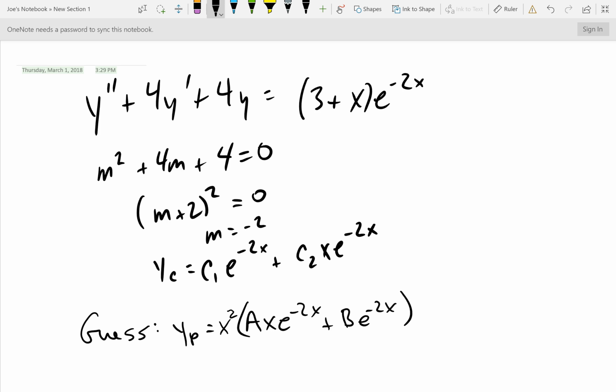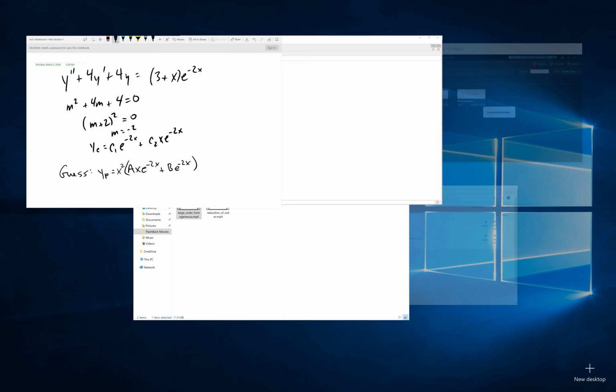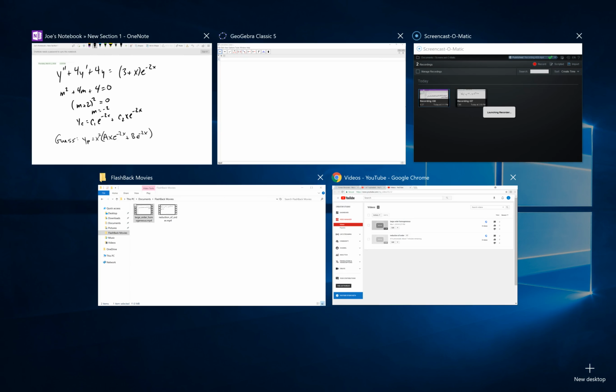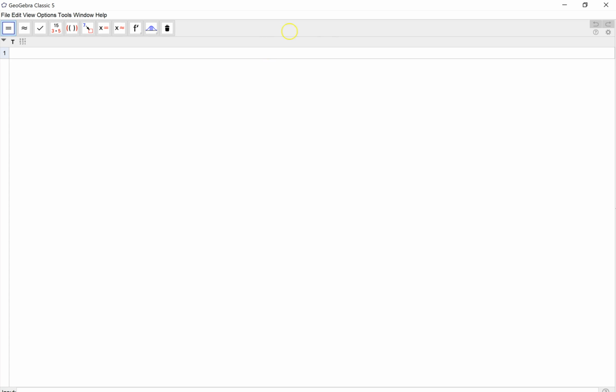Now is when we're going to take this guess and plug it into the left-hand side and see what we get. And again, we're going to use GeoGebra to help us do that. So switching over to GeoGebra, let's make our guess, our f of x, be x squared times (a x e to the -2x plus b e to the -2x). So there's our guess for our particular solution.